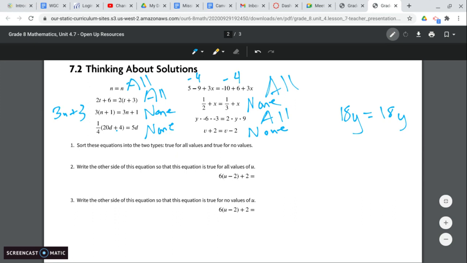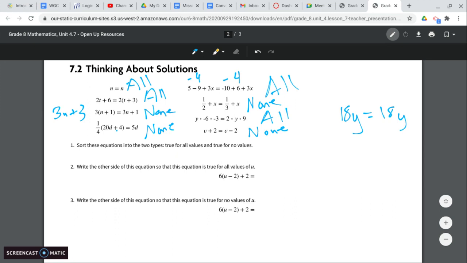So the key thing you should be noticing about all these, though, is the coefficient and the variable are the same on both sides in every single one of these. So that makes it so that the variable cancels out. And that's when we have those all or none solutions, because we end up with that true statement of 0 equals 0, or 1 equals 1, 2 equals 2, whatever the case may be, because there's no variable. Or in the cases of none, we end up with 5 equals 2, 10 equals 1, all these crazy things that are completely false. So we know that they can't be true for any values.